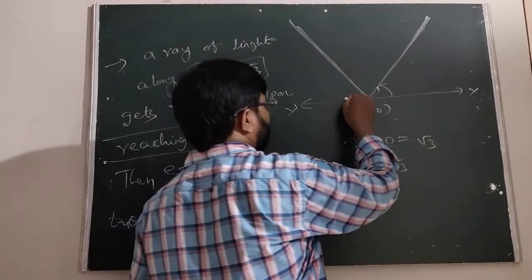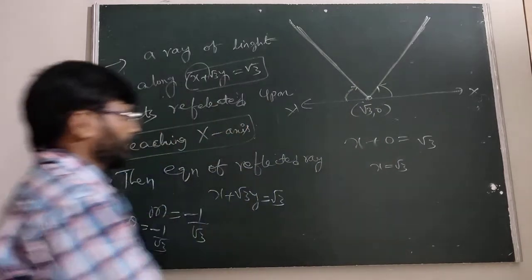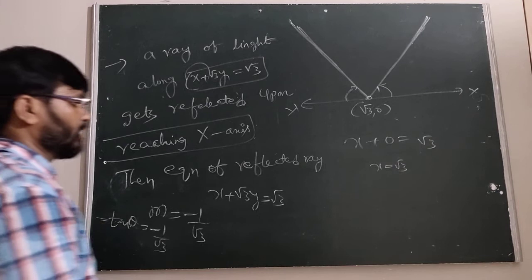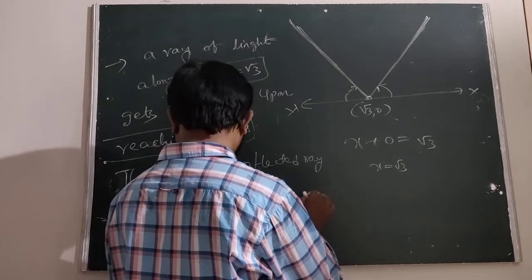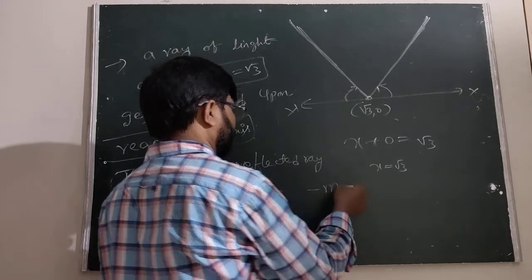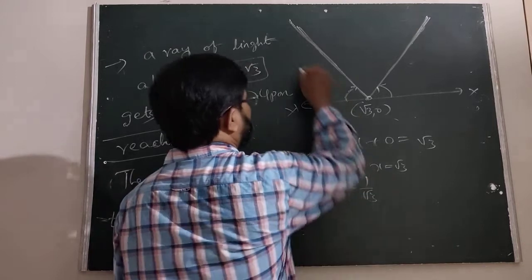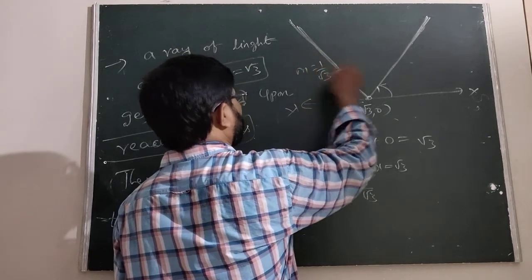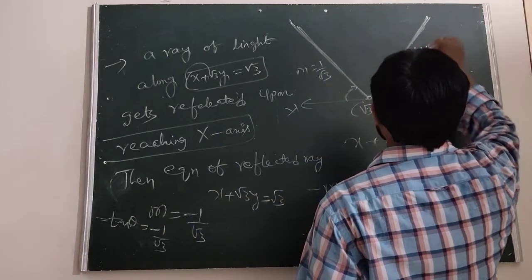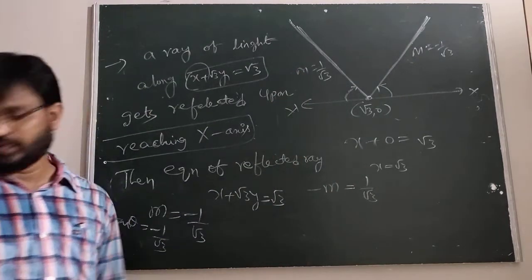Now this reflected ray makes a clockwise sense, which means we have to take minus of tan theta. Minus tan theta is the slope of the reflected ray, minus m. So minus tan theta equals 1 by root 3. Here the slope is 1 by root 3, and here minus 1 by root 3. That is our observation: this is the anti-clockwise sense and this is the clockwise sense.